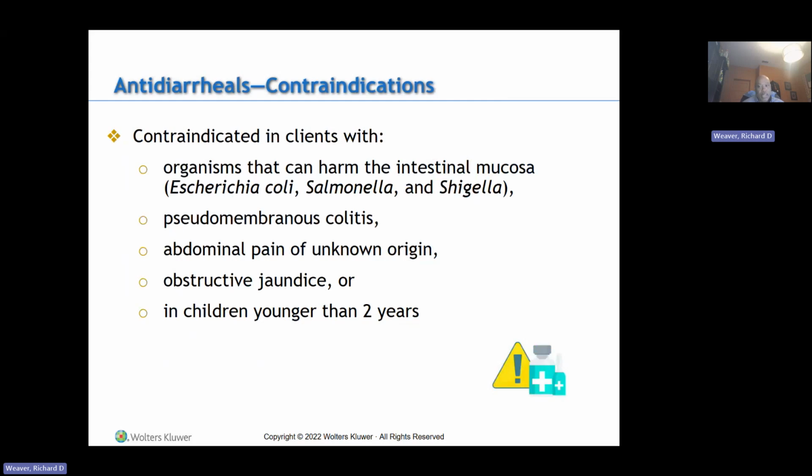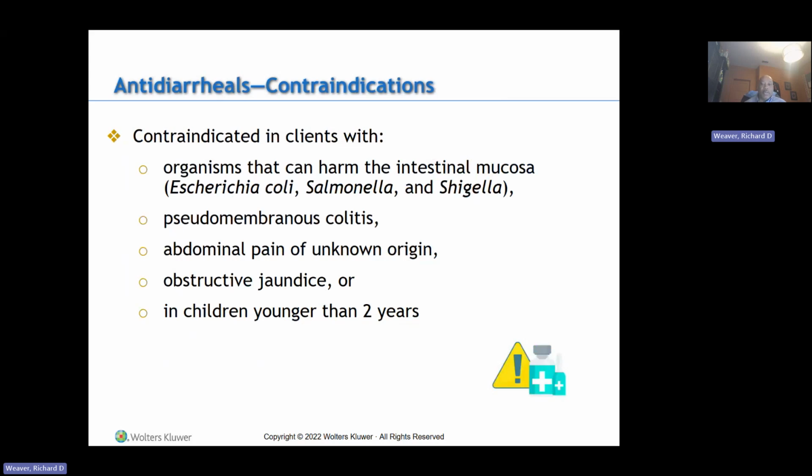With respect to abdominal pain of unknown origin, you're trying to stop this diarrhea, but we don't know what's going on with this patient. We don't know why they're having the diarrhea. And so we need to really find out before we begin stopping the diarrhea. In other words, we may mask what is really actually going on with these patients.